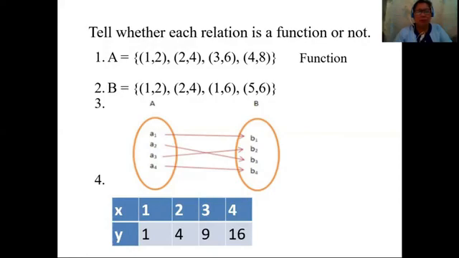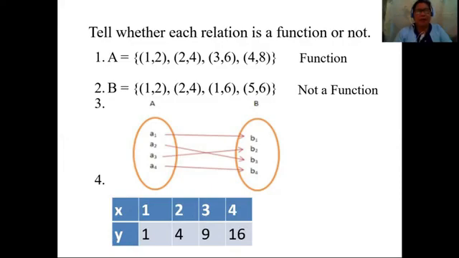Number 2. Set B is equal to the set of 4 ordered pairs. How do you consider this relation? Is it a function or not a function? And the answer is not a function. Looking at the ordered pairs, you can see that the first ordered pair and the third ordered pair have the same abscissa.